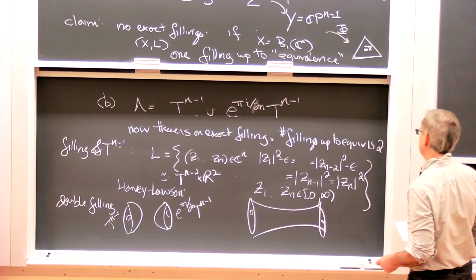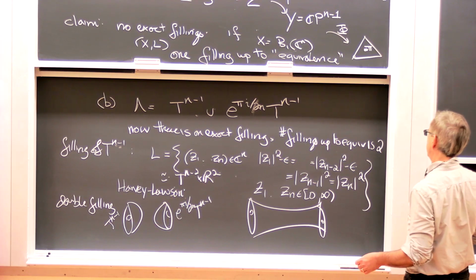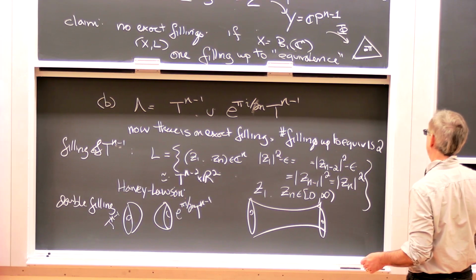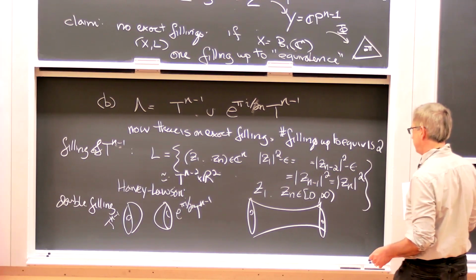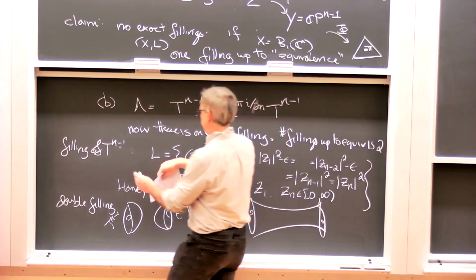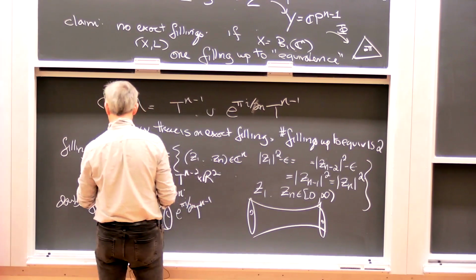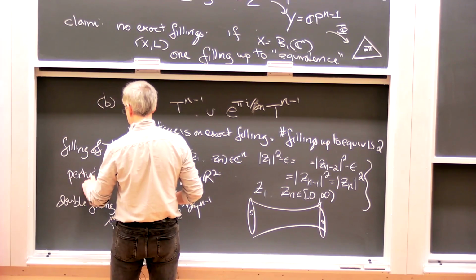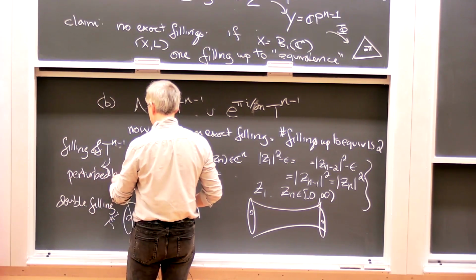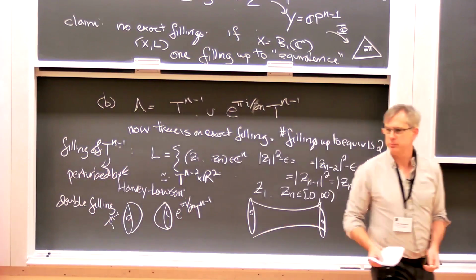Okay. So this is for a fixed epsilon. Are you varying epsilon? No. Epsilon is fixed. So let me correct: filling of Tn minus 1 perturbed by epsilon.